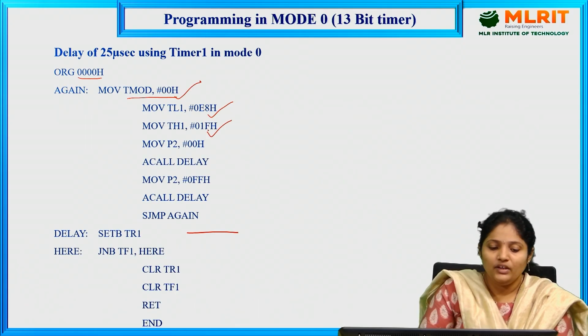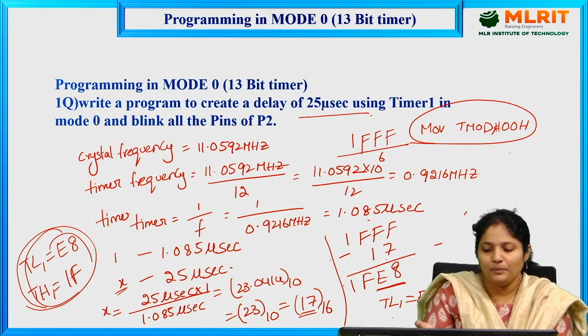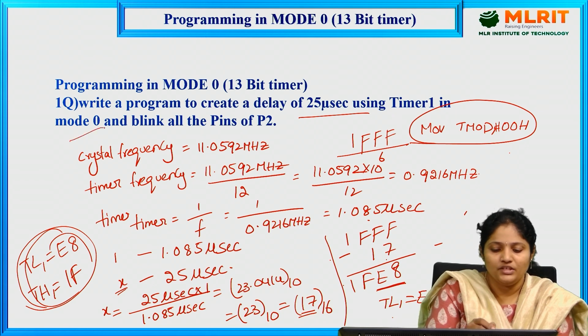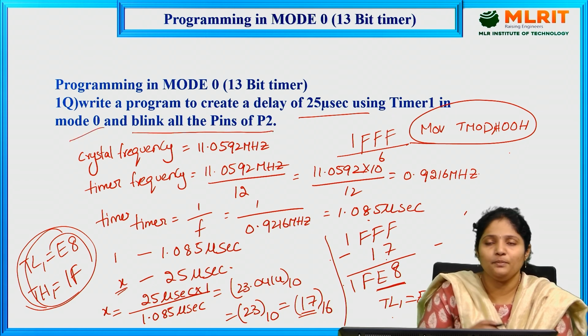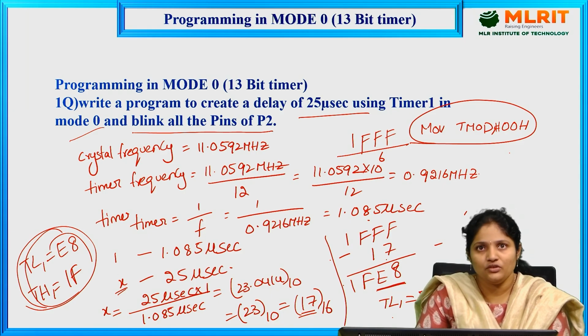Now, in the question they say to write a program to create a delay of 25 microseconds. We have done timer 1 mode 0, and here we blink all the pins of P2. So the P2 pins should be blinked, and after completing those 25 microseconds they need to be stopped, and after 25 microseconds again they need to be blinked.